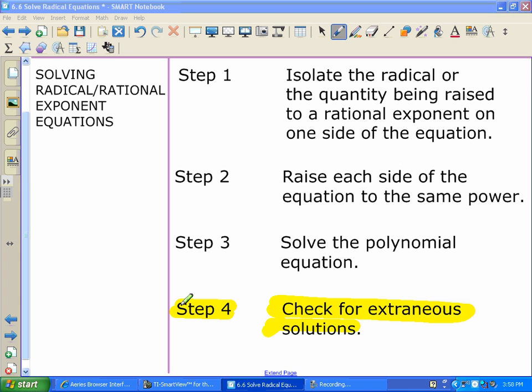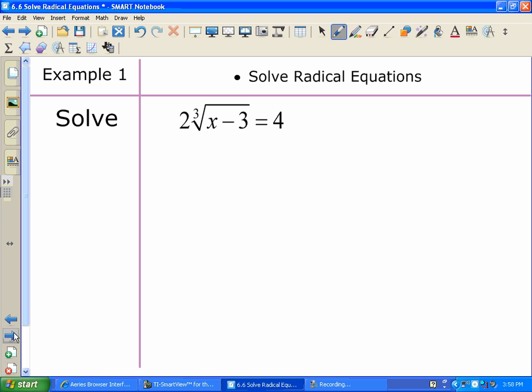Pretty straightforward. What's it going to look like? Well, I'm glad you asked. Here we go. First example is going to be 2 times the cube root of x minus 3, and that's going to be equal to 4. I'll give you guys a second to copy that down, and then we'll get into solving. Some of you guys probably can solve it right now.